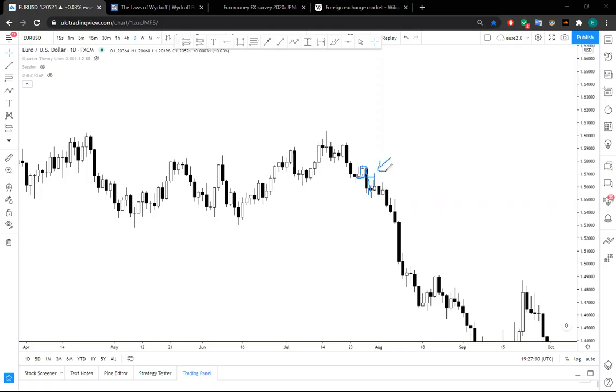So yeah, IPDA. I don't know what that is. What is IPDA? The algos. Okay, nice. Oh, it's an ICT term. Yeah, I just call it algos, interbank price delivery algo. Oh, okay, nice. Oh, this is ICT.